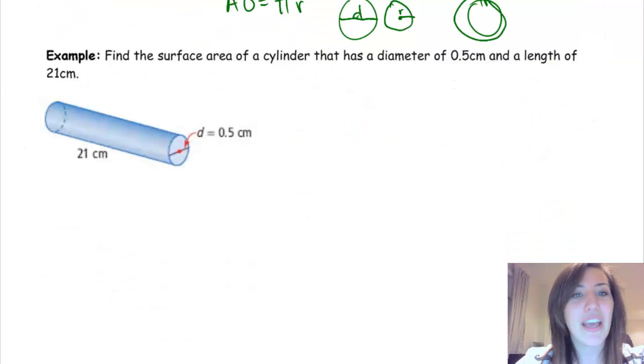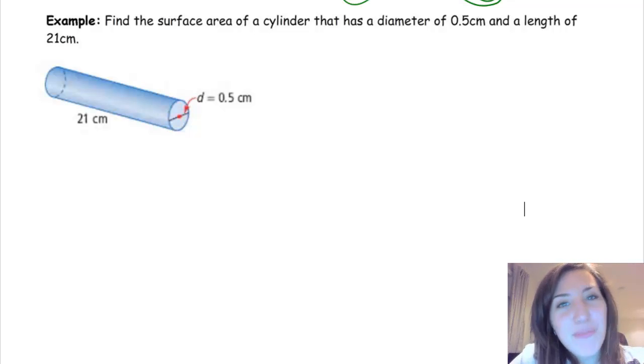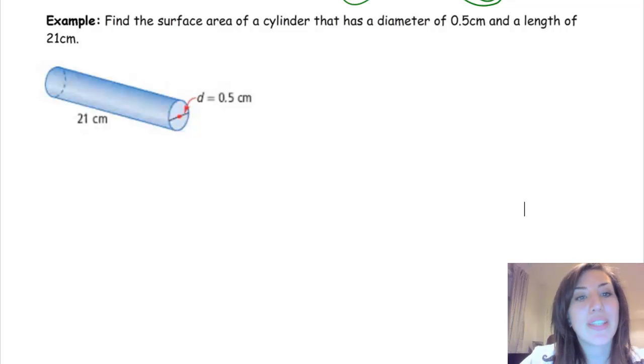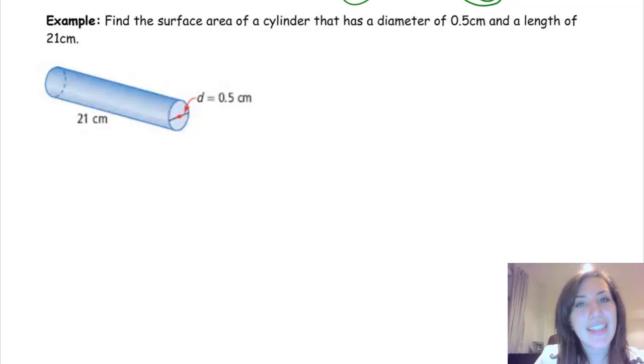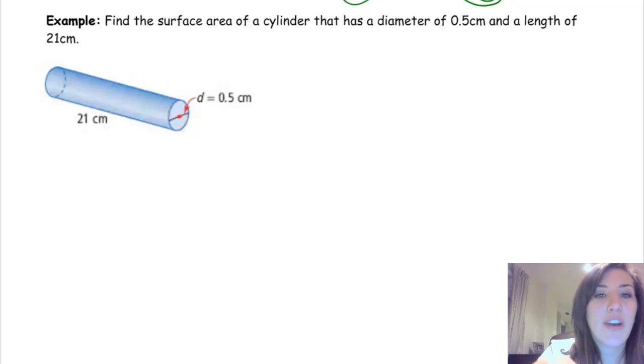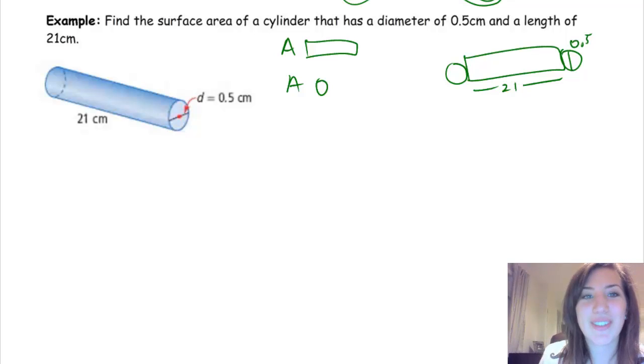Let's try an example. Here we go. A cylinder has a diameter of 0.5 centimeters and a length of 21 centimeters. What is the surface area? Well, we know that we need to find all of the little areas and then add them together to get the total surface area. So we need to find the area of the long rectangle and the area of the little circles, because if we drew a net, it could look like this. So we know that this is 21 here, and the diameter here is 0.5 centimeters.